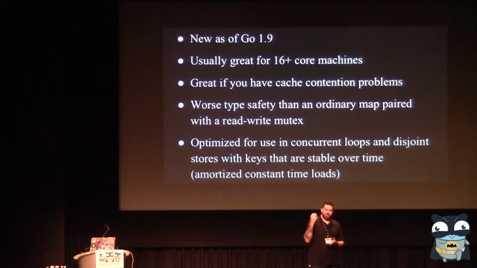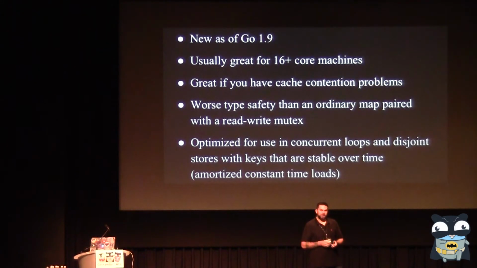I basically just wanted to keep some takeaways from when I was looking at this thing. This is of course new as of Go 1.9. It's usually great for 16 plus core machines, where the key word here is usually. It all depends on a lot of different things. What's ranted and raved is it's great if you have cache contention problems, which is also particularly hard to find if you're debugging or profiling.